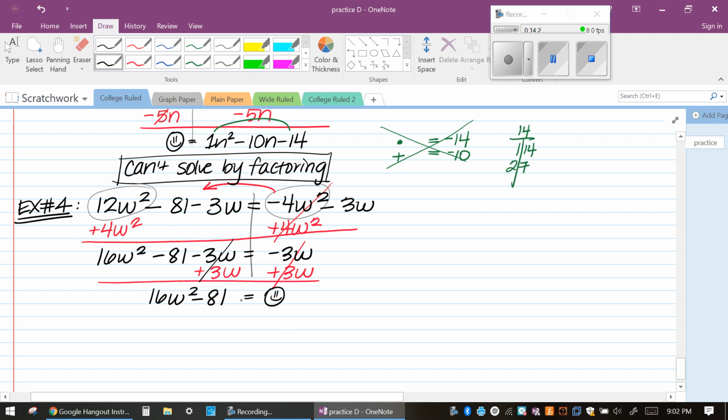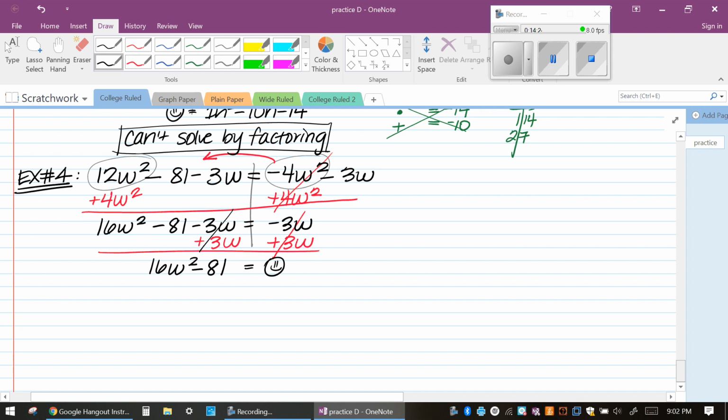At this point, you want to solve by factoring. There is no GCF between 81 and 16, but that's something that you're supposed to check no matter what. 16 over 81 comes out the same, so the GCF is 1. But this is the difference of squares. You can square root 16, you can square root w squared, and you can square root 81 without getting a decimal. So this is a difference of squares.